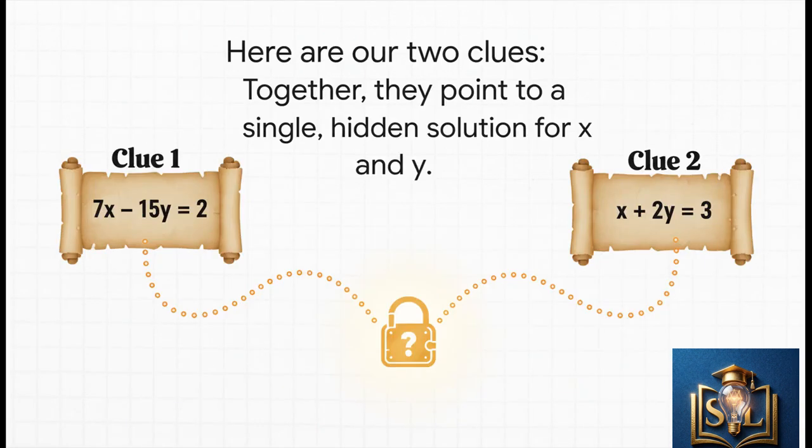Okay, so here's the puzzle for today. We've got two equations, but let's not call them equations. Let's call them clues. Our first clue is 7x minus 15y equals 2. And the second one, x plus 2y equals 3. Now, on their own, each of these clues has, well, a ton of possible answers. But when you put them together, they point to one single hidden solution for both x and y.